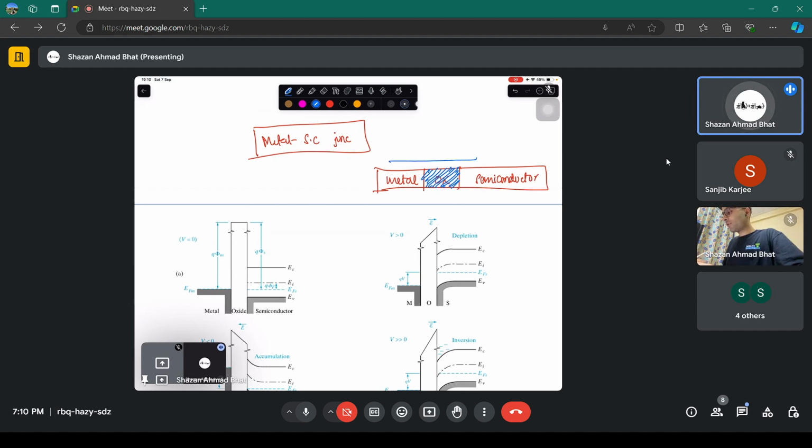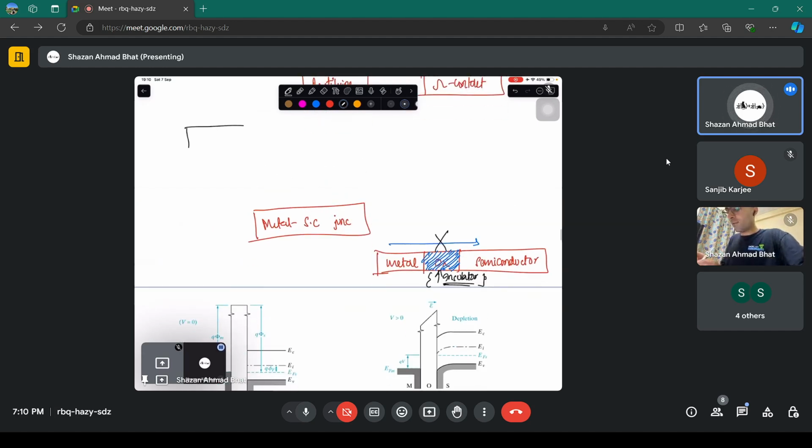Now you know that current cannot flow from this to this region. There is no way, because there is oxide present. This is an insulator. Current cannot flow through the insulator. Those electrons cannot flow through the insulator. Ideally, that's what we know. And why are we doing it? Why do we need to put an oxide between a metal and a semiconductor?